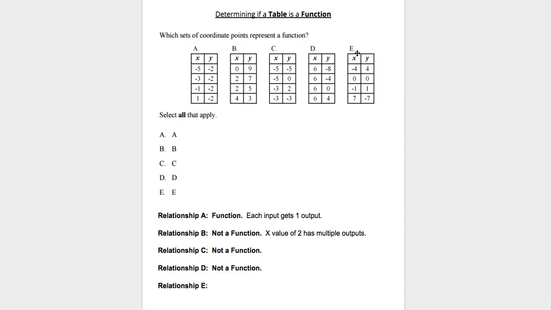For our final table, relationship E, we see 4 different x values. Each x value appears only once. That tells us each x value only has one output with it. Because of that, relationship E is the second one that is a function. So we would be marking E correct, we would be marking A correct, and B, C, and D are all incorrect answers because they are not functions.